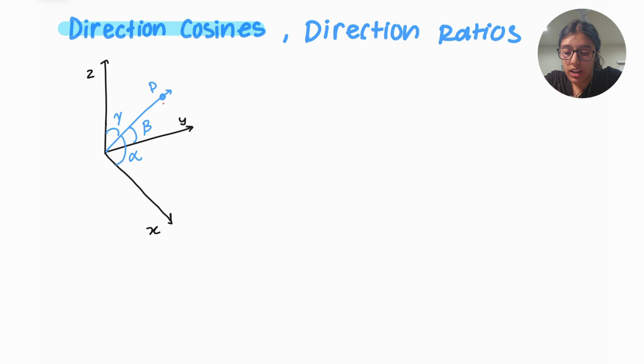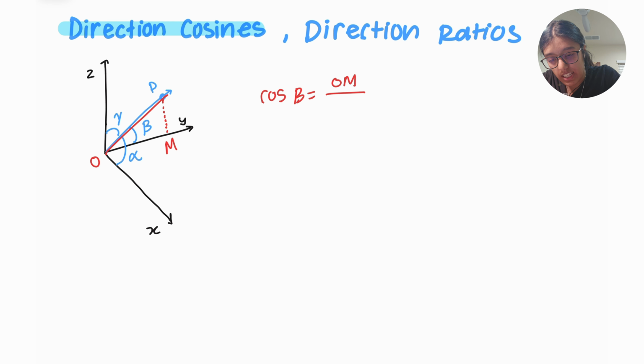Now I'm going to drop a perpendicular and label that as M. I'm going to find cos beta by looking at this triangle. The reason I'm using cos is because it says direction cosine. So cos beta is going to be adjacent over hypotenuse. Adjacent is OM, assuming the origin is O, and the hypotenuse is OP.